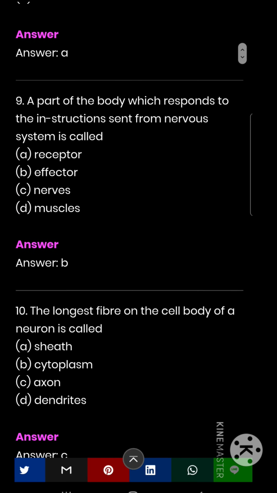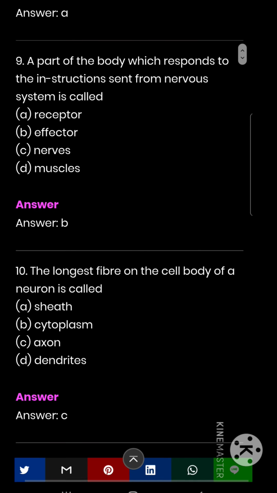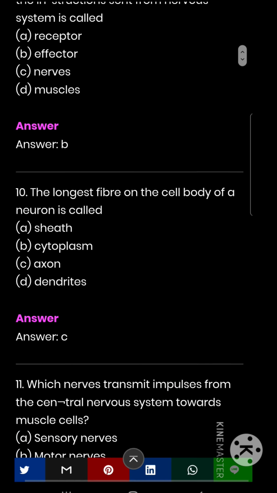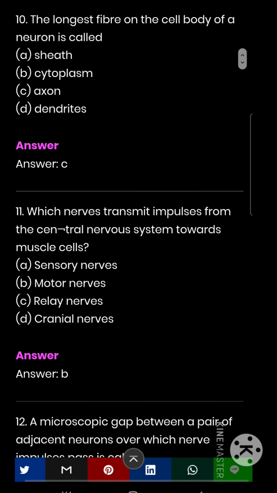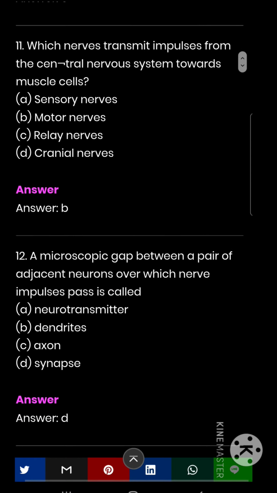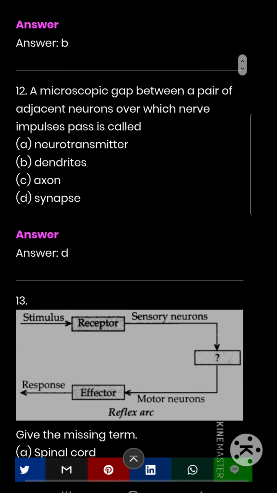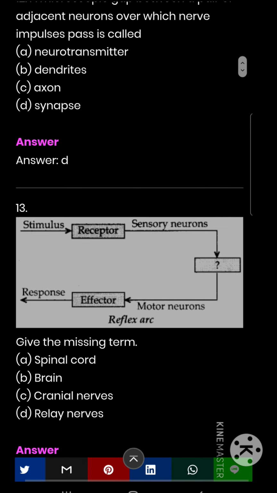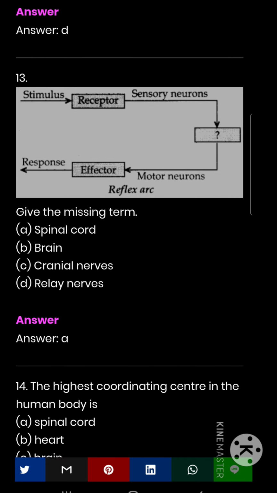For every stimulus, a particular response will be shown by the animal body. A part of the body which responds to the instructions sent from nervous system is called effector. The longest fiber on the cell body of a neuron is axon. Which nerve transmits impulses from the central nervous system towards muscle cells? It is motor nerves. A microscopic gap between a pair of adjacent neurons over which nerve impulses pass is called synapse.